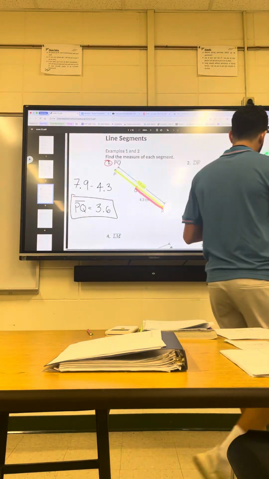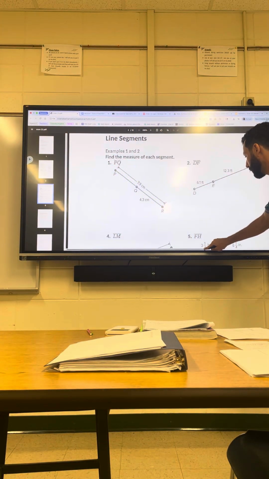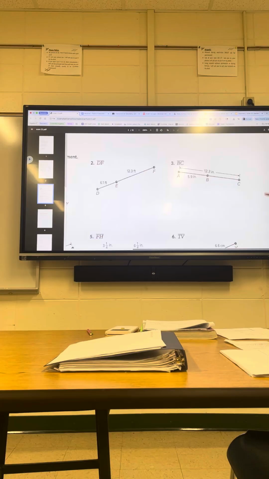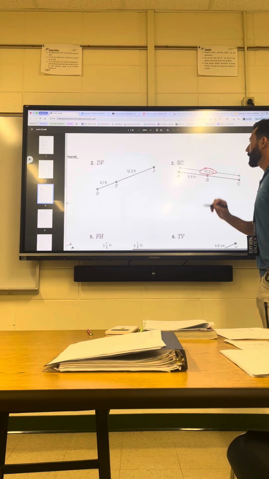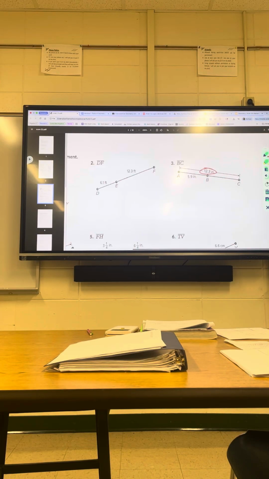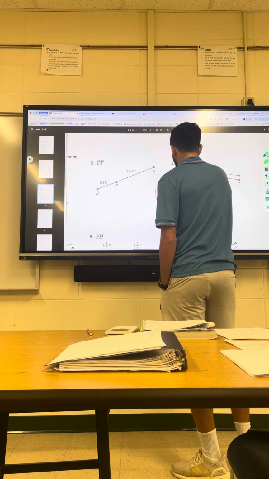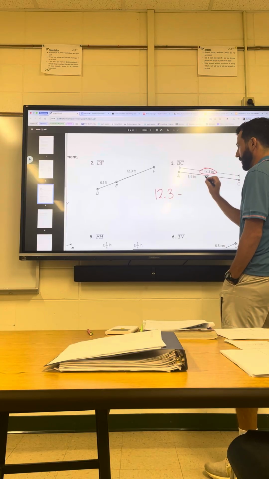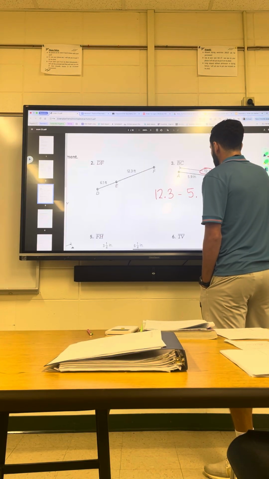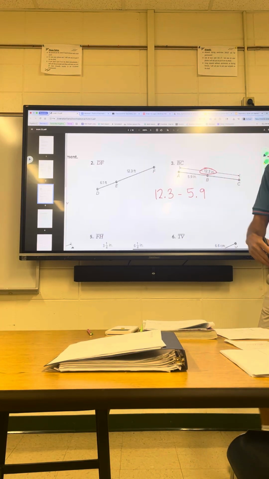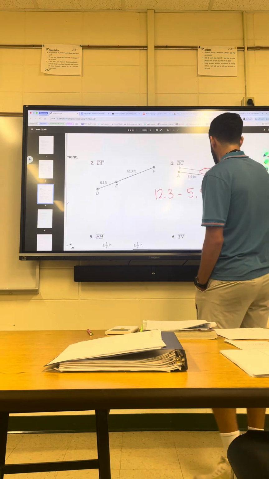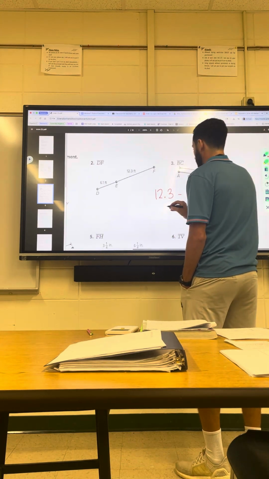We're gonna go over number 3, the exact same problem. We have the entire segment, which is AC is 12.3. They want us to figure out what BC is, but they tell us that AB is 5.9. So we're gonna do the whole segment, 12.3, minus part of the segment, 5.9. Subtract that, and you get 6.4. So BC is 6.4.